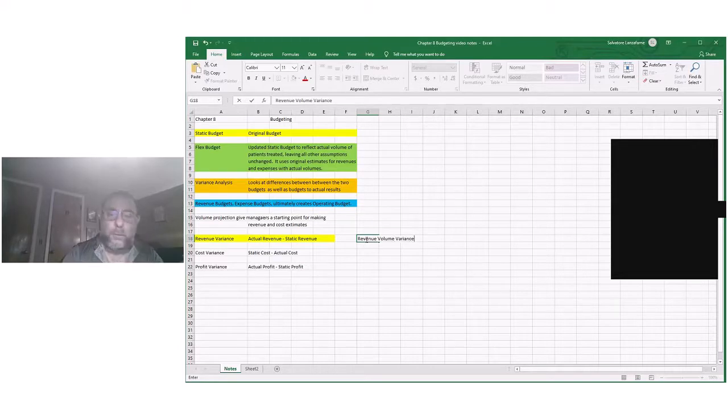In that revenue volume variance, what you would do in that situation is you would take your flexible budget revenue. I'll just call it flex. When I say flex revenue, it's the revenue taken from the flexible budget, and you're going to subtract out your static budget revenue. Okay.